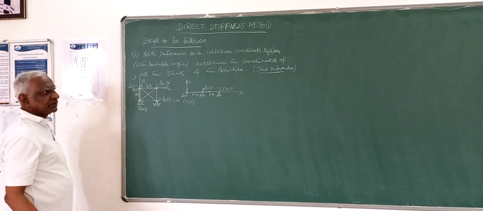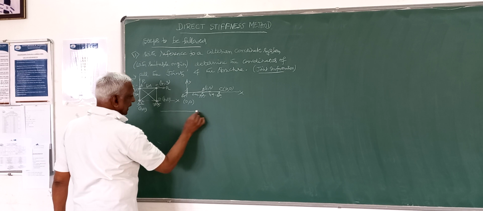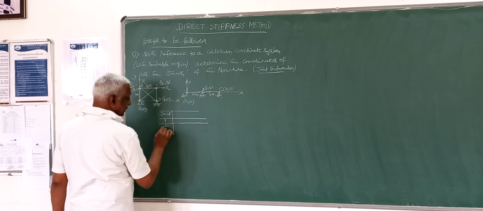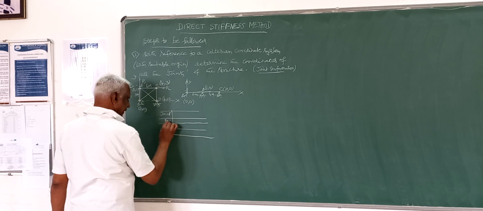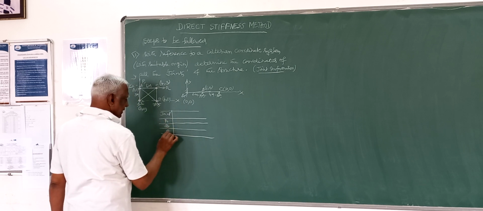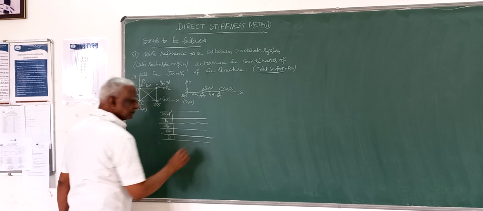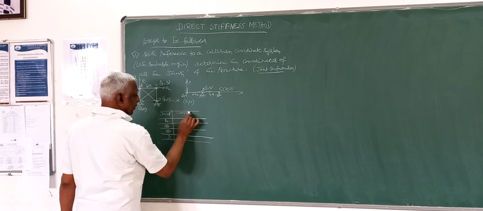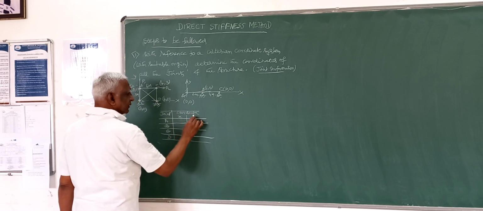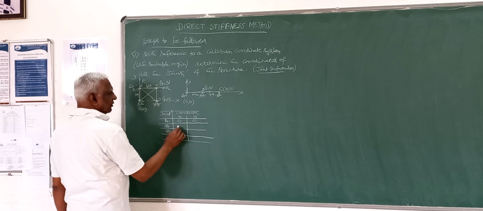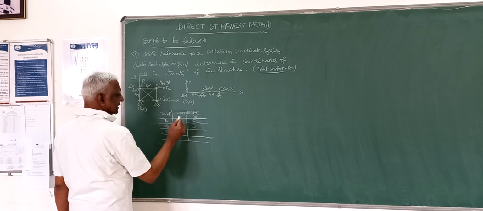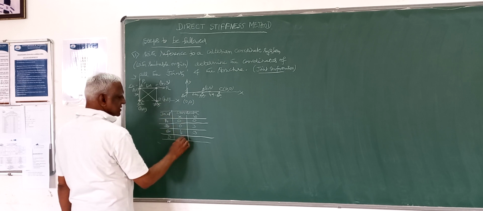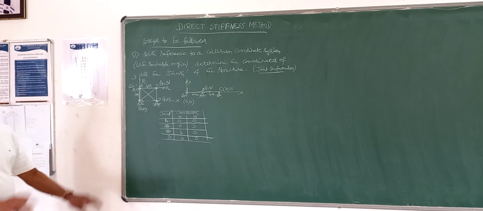That is the very first step, joint information. If you want, you can prepare a table. There are four joints, joint 1, joint 2, joint 3, or joint A, joint B, joint C, joint D. Either way you can select: A, B, C, D, and the coordinates, X coordinate and Y coordinate. For A, X and Y are 0. For B, X coordinate is 0, Y coordinate is 3. For C, X coordinate is 4, Y coordinate is 3. And for D, X is 4, Y is 0. Like that, we can have a table.